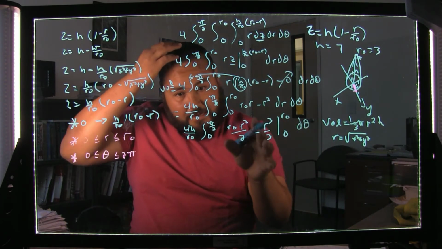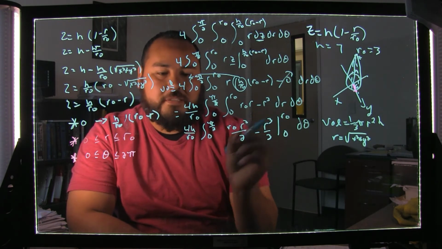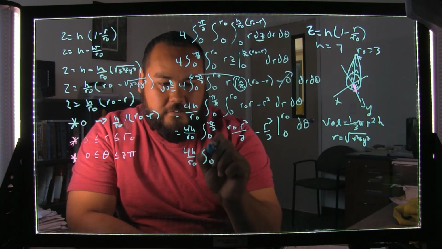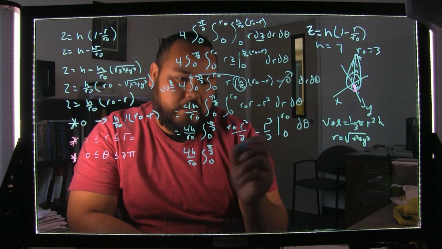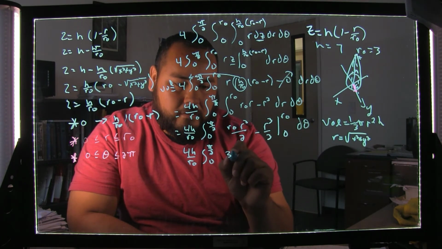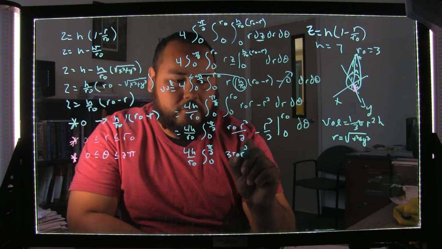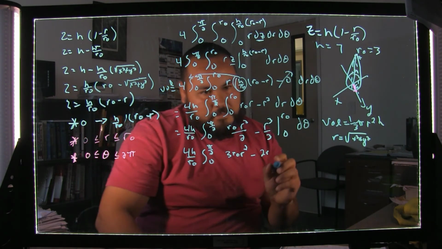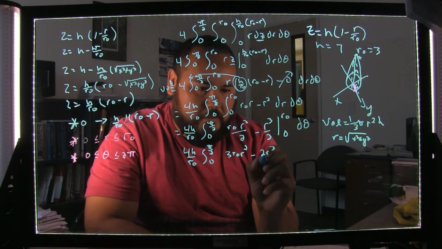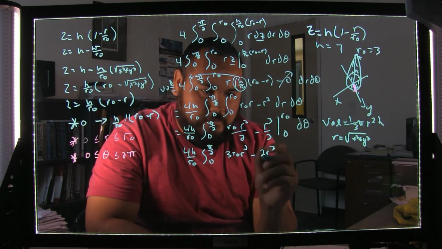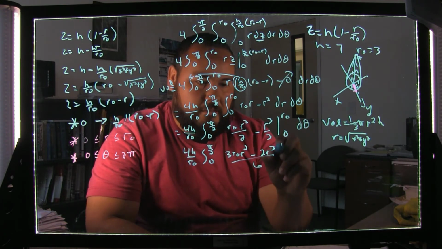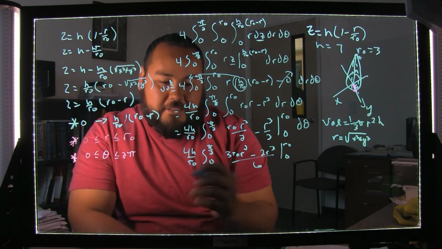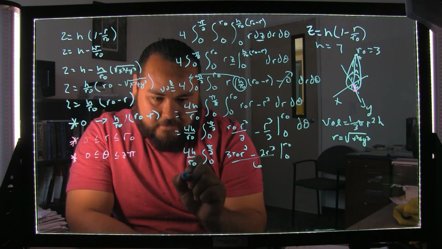Now to make it easier, I'm going to get a common denominator so we can reduce this stuff a lot easier. So we're going to have 4h over ro, the integral of 0 to pi over 2, and this is going to be 3 ro r squared minus 2 r cubed, everything divided by 6, and then still from 0 to ro. So now I'm just going to plug in. I know it's a lot of steps. Sorry, I like to show all the work so there's no questions.